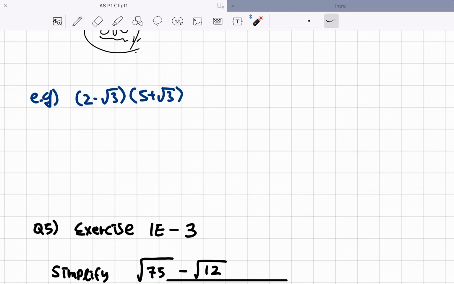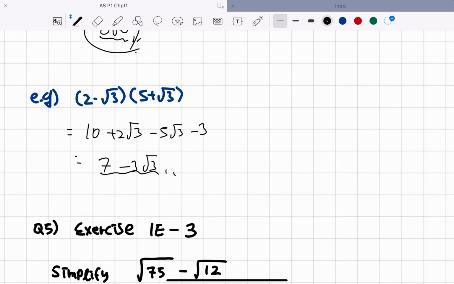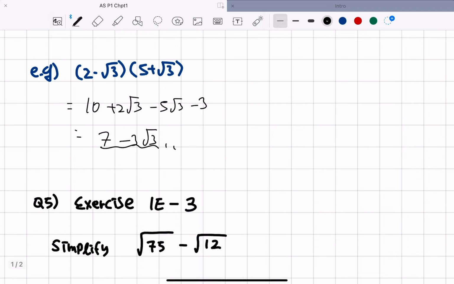So this is just simple expansion, right? The first one, 2 times 5, which is 10, and 2 times square root of 3, which is 2 square root of 3. And minus square root of 3 times 5, which is minus 5 square root of 3. And minus square root of 3 times square root of 3, which is minus 3. So we can simplify to 7 minus 3 square root of 3. So that's also just a simple question.